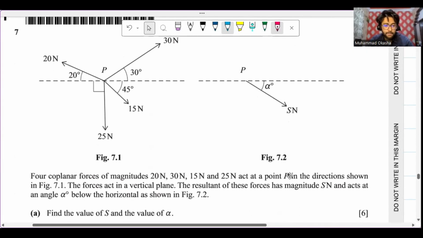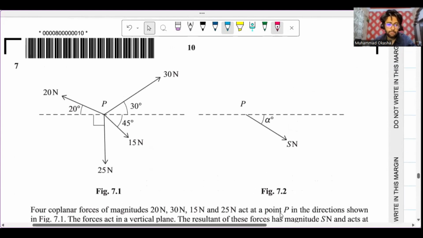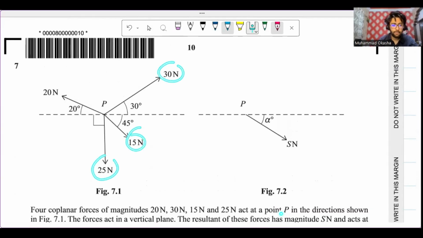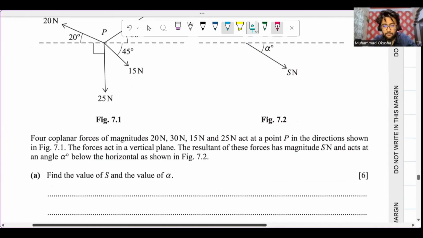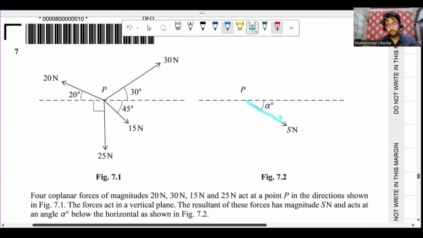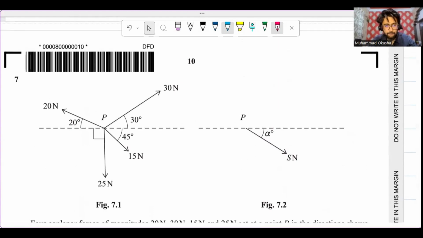Four coplanar forces of magnitudes 20 Newton, 30 Newton, 15 Newton, and 25 Newton act at a point P in the directions shown. So you have these forces, 20, 30, 15, 25, working at different angles. The forces act in a vertical plane. The resultant of these forces has a magnitude S, and it is working at an angle of alpha degrees from horizontal. Find the value of S and the value of alpha.